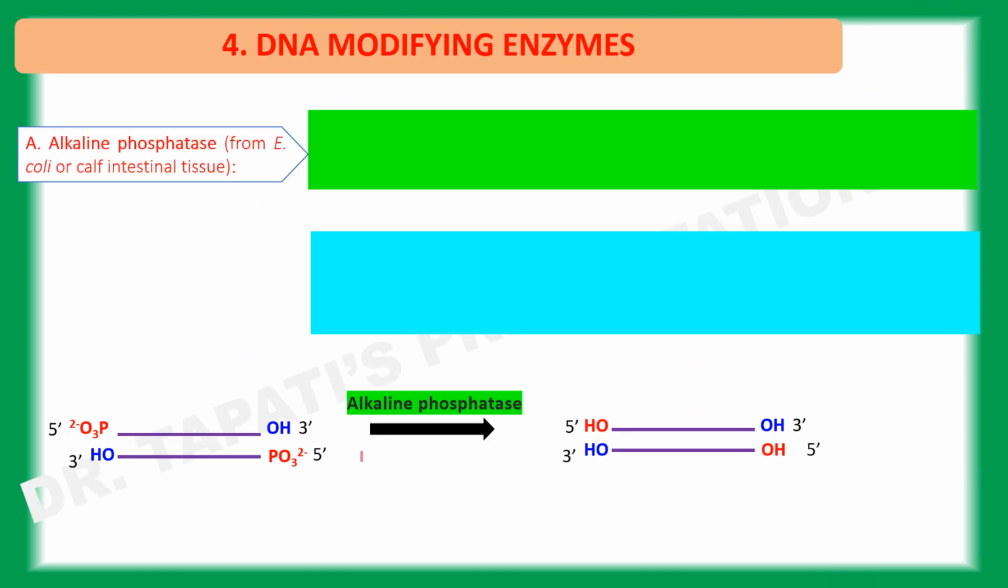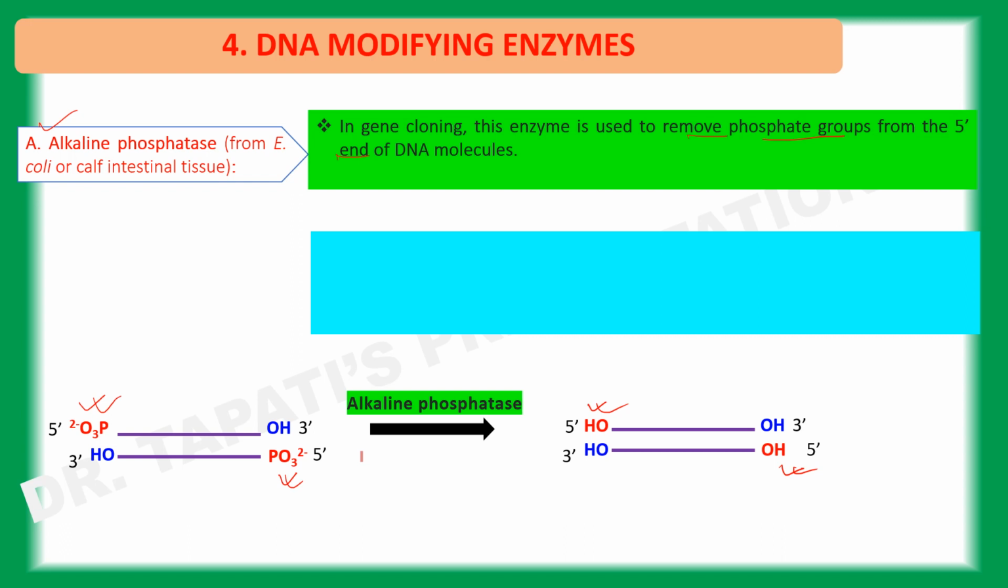First example of DNA modifying enzyme is alkaline phosphatase, which is obtained from E. coli or calf intestinal tissue. In gene cloning process, this enzyme is used to remove phosphate groups from the 5' end of DNA molecules. As you know, at the 5' end, phosphate group is present in DNA molecule, which is replaced by OH group at the 5' end of that DNA molecule by the action of alkaline phosphatase. This is also used as a reporter gene for identification of secretion signals.